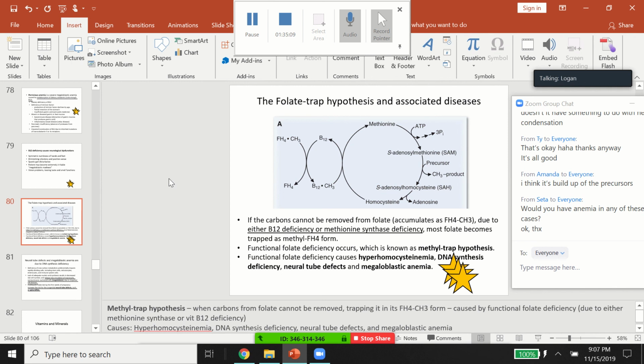All right, folate trap synthesis. Notice that there are 3 stars for this. The reason is that it's just something they like to ask about. I decided to keep it on here because it's important.